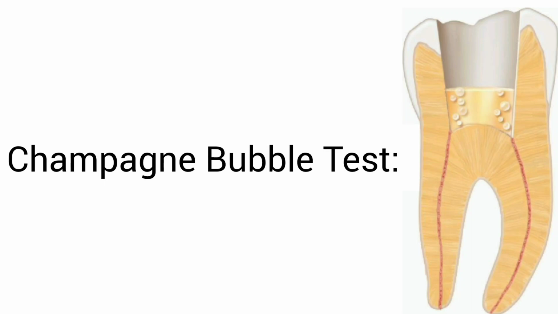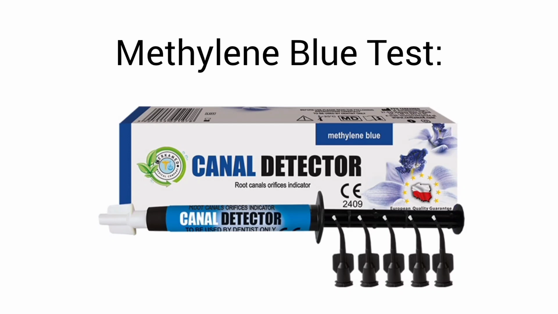Then we have the methylene blue test, a very simple and cost-effective test. Methylene blue is easily available at any pathology lab and is very economical. It is also available with dental companies as canal detector dyes. After removal of coronal pulp, put a few drops of methylene blue in the chamber and after a few seconds wash off the dye. The dark stained part will be the canal orifice.